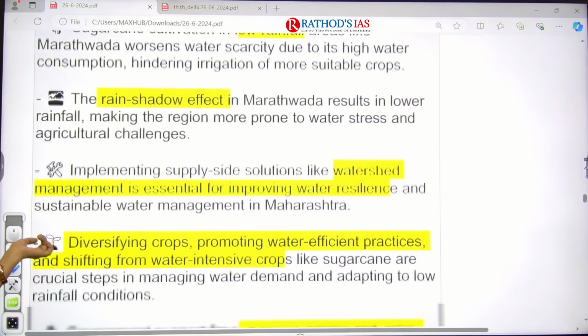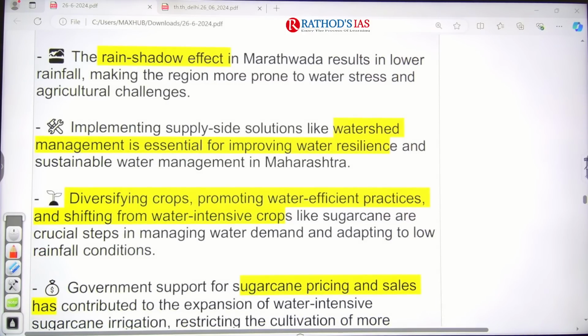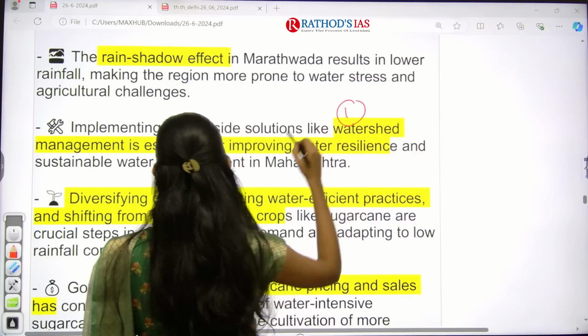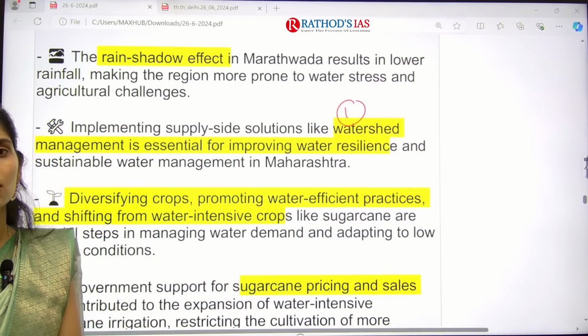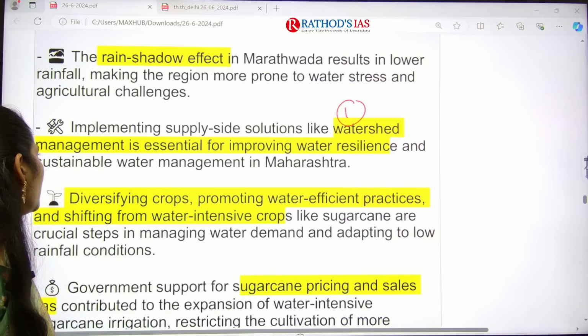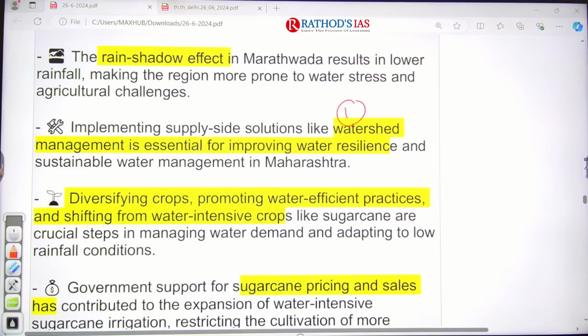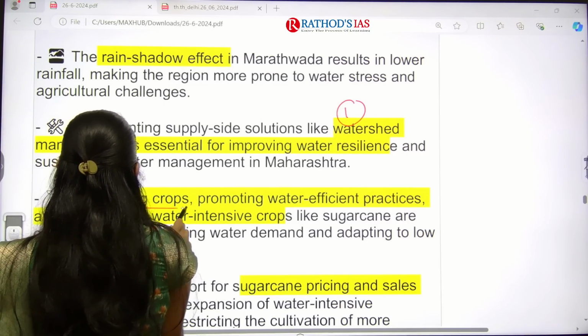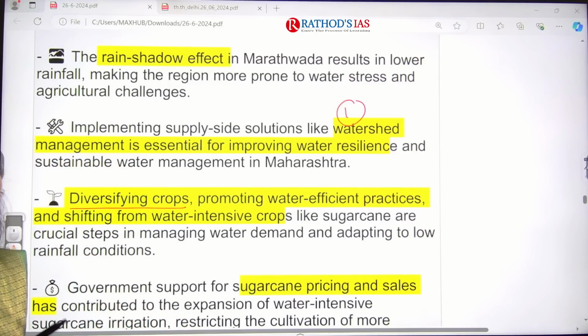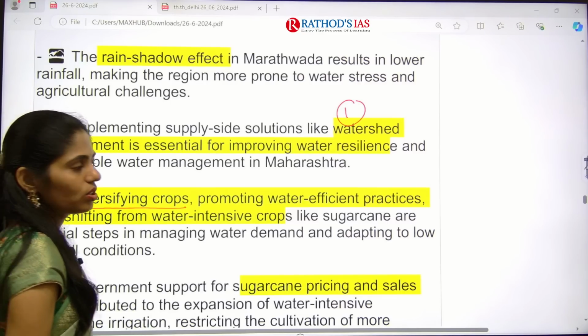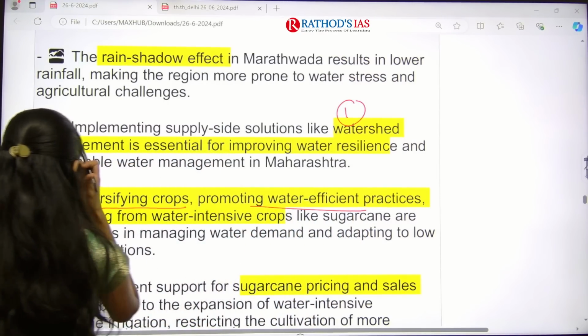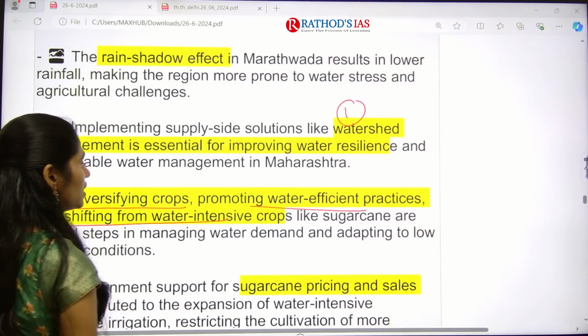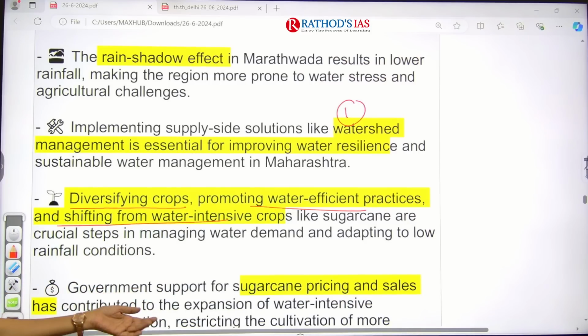In this context, what steps can they take? What are the solutions? First, they can go for watershed management. Watershed management is very helpful for water resilience as well as sustainable water management in the Maharashtra region. Next, we can focus on diversifying crops. Rather than growing water intensive crops, we can shift towards less water intensive crops. We can also promote water efficient practices, and shift from water intensive crops like sugarcane to other less water consuming crops.